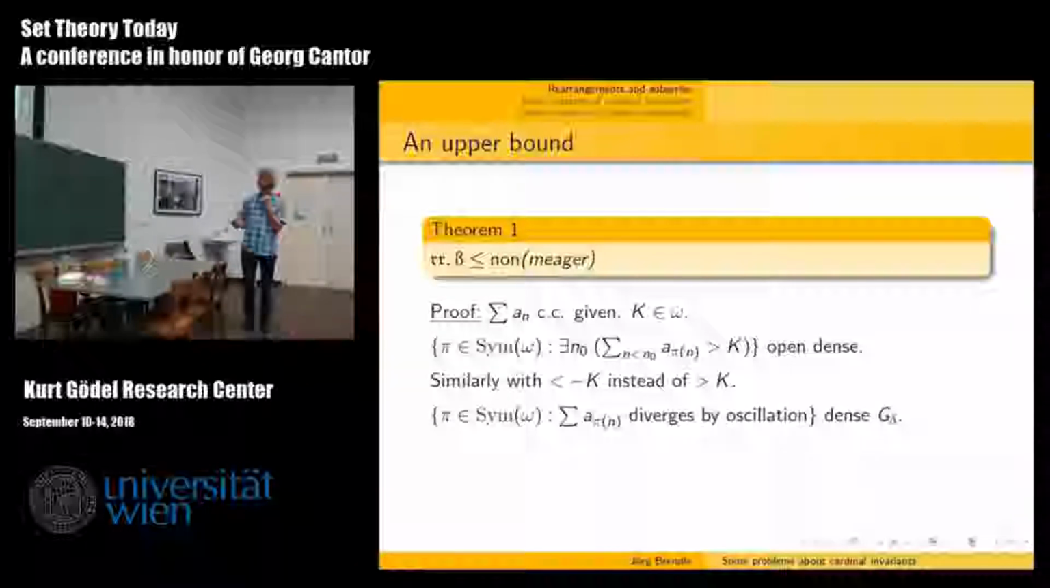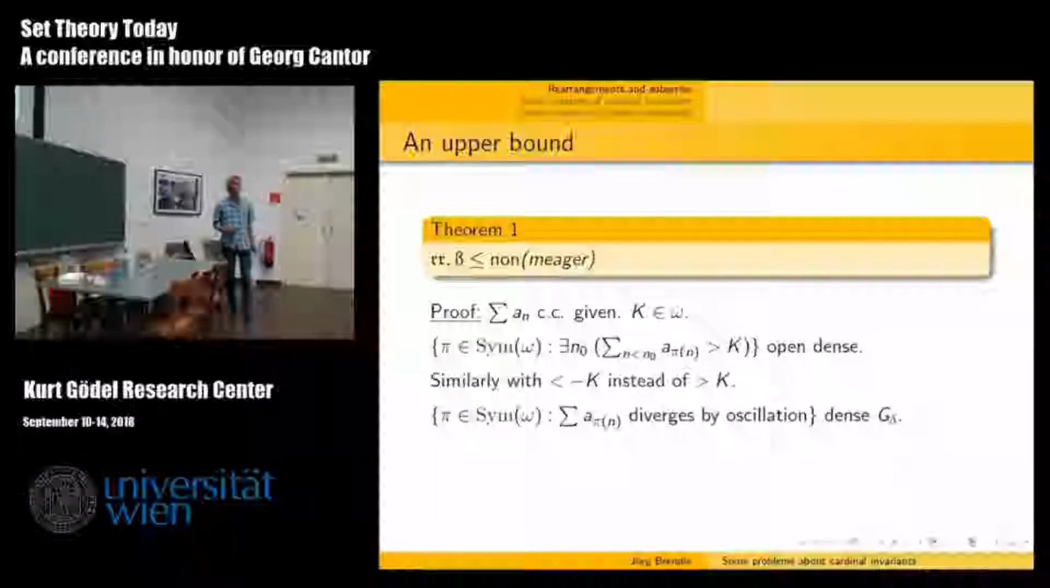Okay, but what does this mean? It means that if we have a non-meager set of permutations, so now we look at this topology of Sym(omega), and there we take a non-meager set. This non-meager set, because it's non-meager, it must hit the density delta. So if you have a non-meager set of permutations, it's a witness for this cardinal double R.